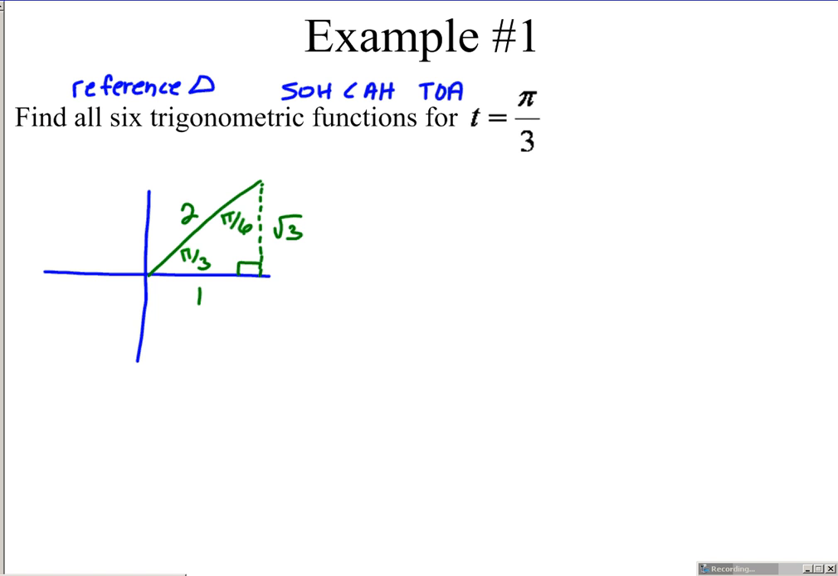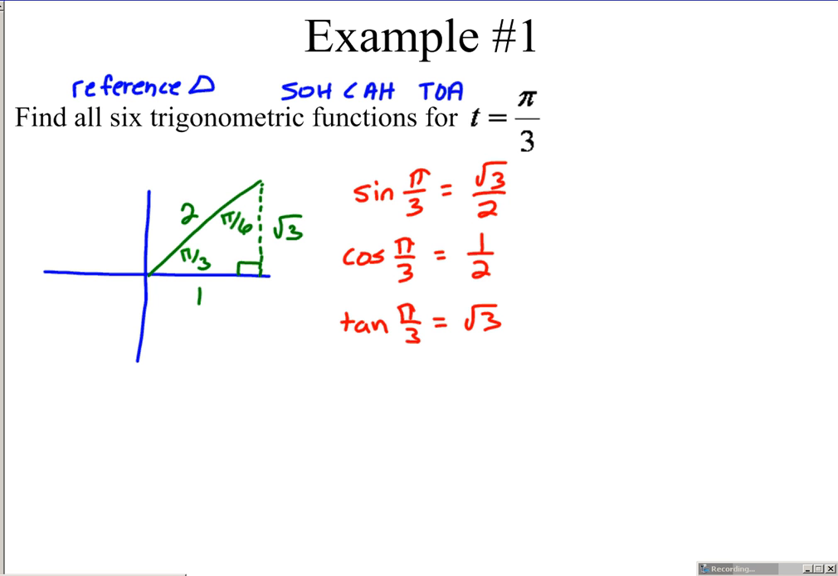So we need to find sine of pi over 3, cosine of pi over 3, tangent of pi over 3. To do that, use what you have drawn in your reference triangle. Use your right triangle properties. Sine, opposite over hypotenuse, root 3 over 2. Cosine, adjacent over hypotenuse, is 1/2. Tangent, opposite over adjacent, root 3 over 1, which is just root 3.